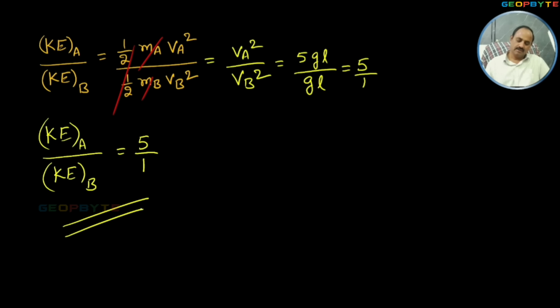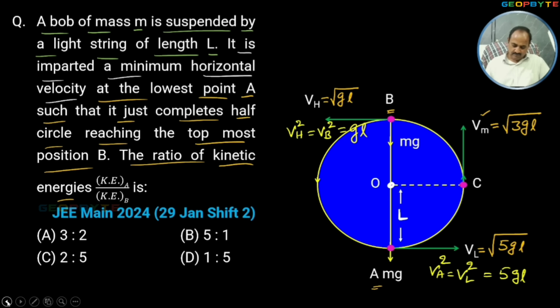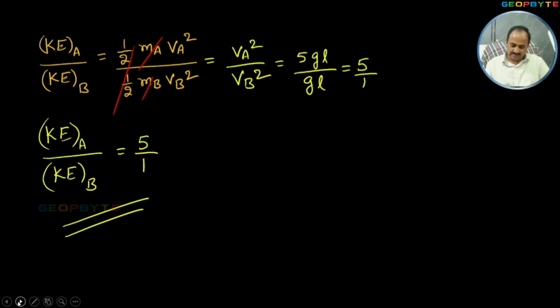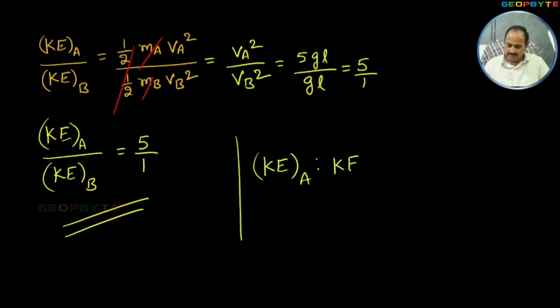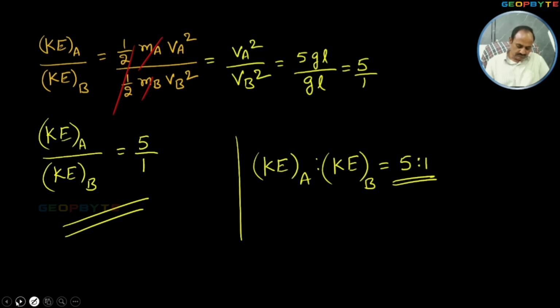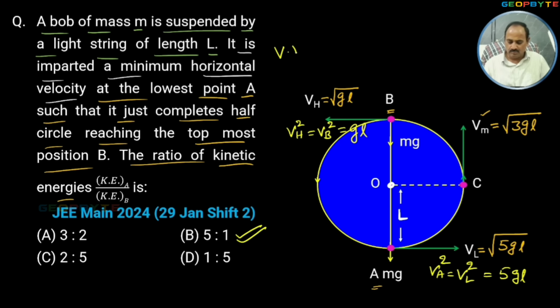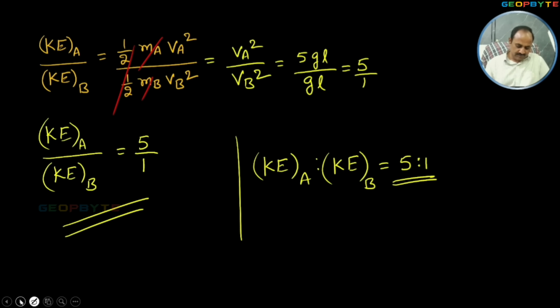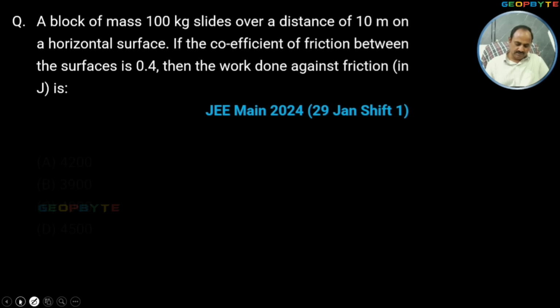That is the answer. Okay, look at the options. 5 is to 1, right? Option B is correct. It is like this: kinetic energy at A to kinetic energy at B can be written as 5 is to 1. Understood clearly? Yes. Then it is also a very important problem, most expected problem. Similarly, let us take another important question.